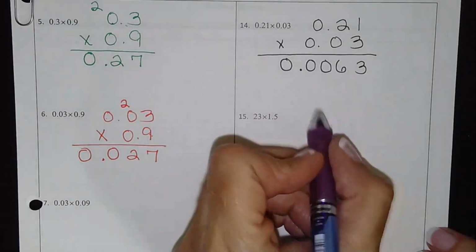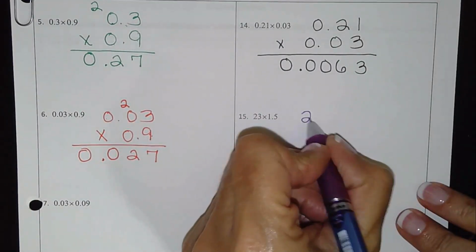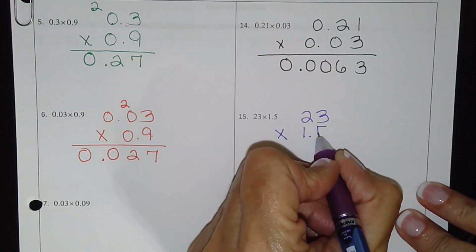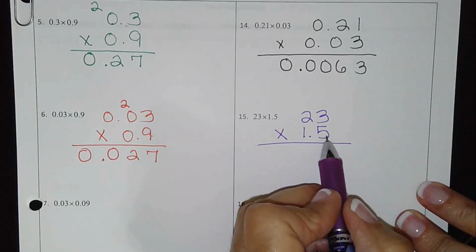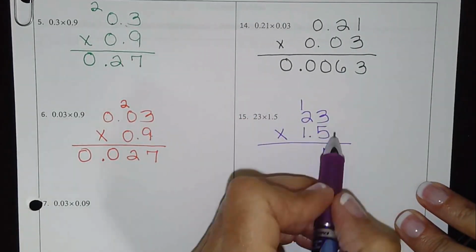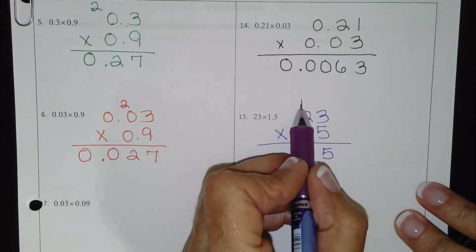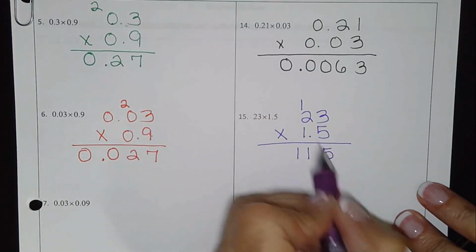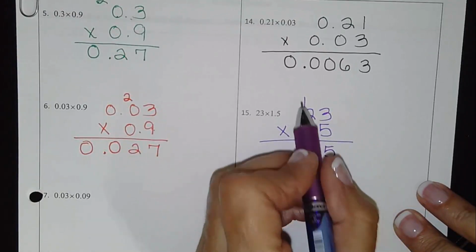Okay, couple more. I think it's a little bit overkill here, isn't it? This is a lot of examples. So we have 5 times 3 is 15. Carry our 1. 10 plus 1 is 11.